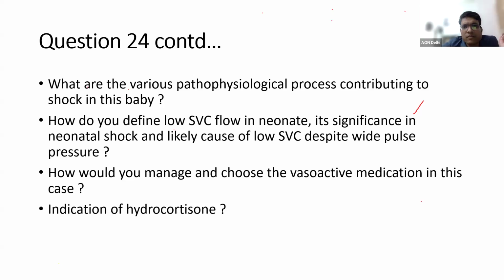Okay. So we'll just have a discussion. The choice of inotropes we'll discuss in the subsequent slide. What is the dose of hydrocortisone and when do you give hydrocortisone? The baby is already having oliguria, so we'll be slightly wary of starting vasopressin first hand. What is the dose of hydrocortisone? This is a preterm baby. Okay, correct.